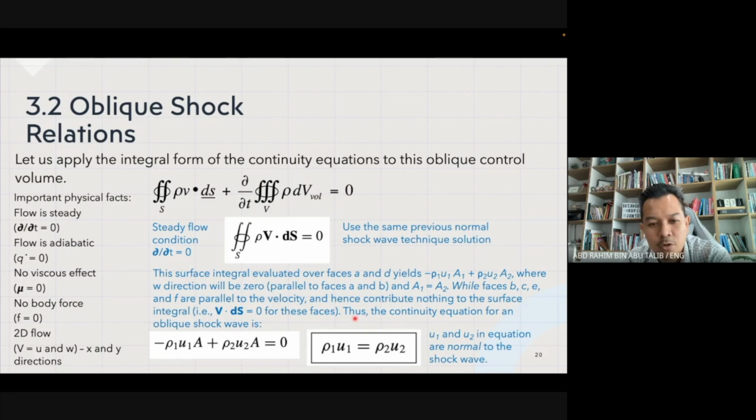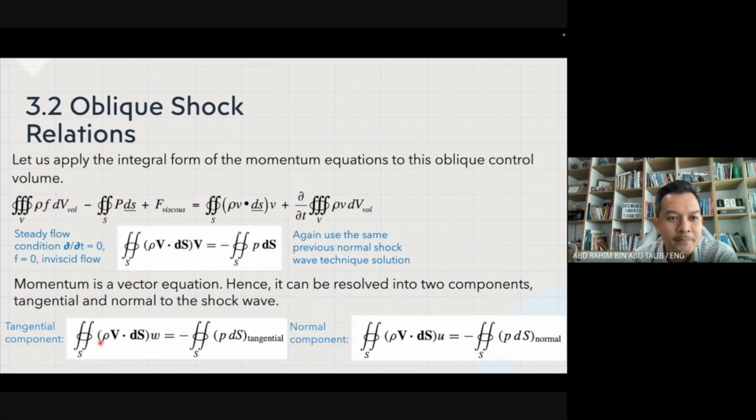Thus the continuity equation for the oblique shock wave can be expressed in terms of rho U A at 1 and rho U A at 2, and then we rearrange that, so we get rho 1 U1 equal to rho 2 U2, where U1 and U2 in the equation are normal to the shock wave.